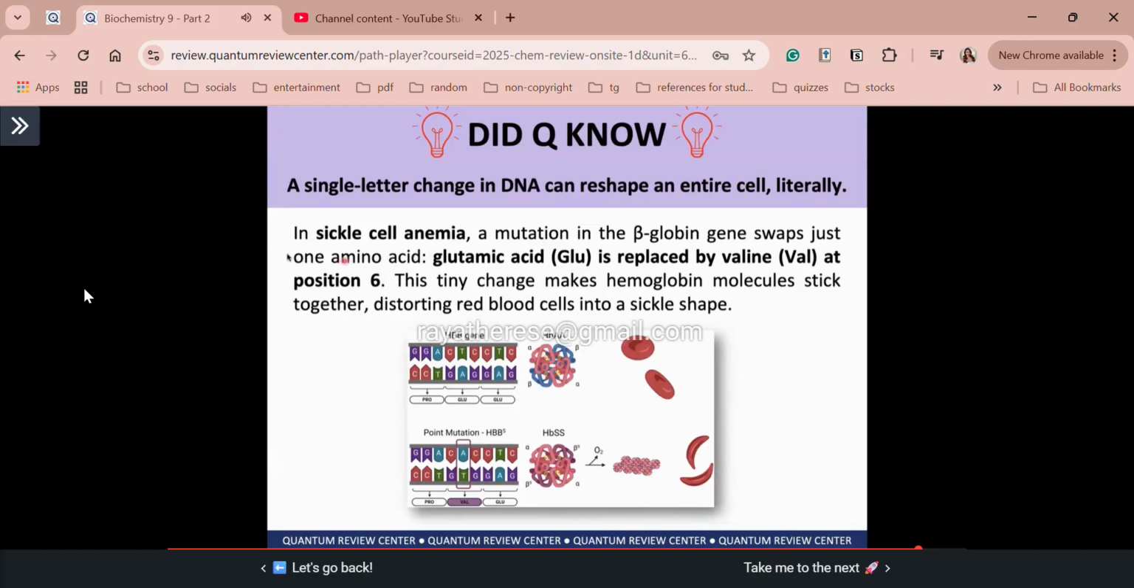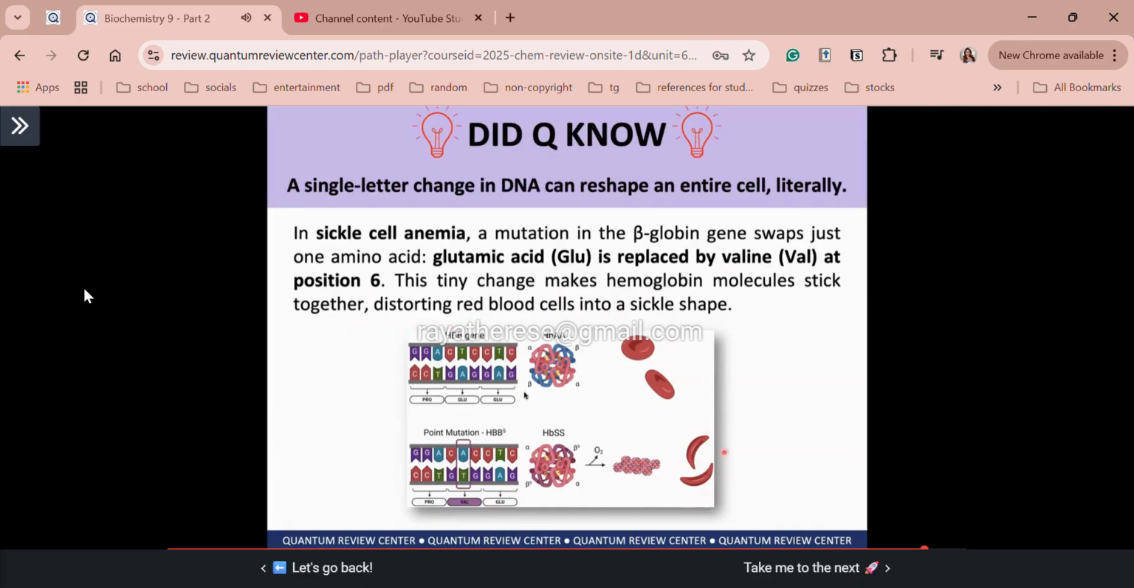A mutation in the beta globin gene swaps just one amino acid. Single point mutation lang siya, class. And here, our result: glutamic acid, diba? This is a hydrophilic acidic amino acid, and it is replaced by valine, a hydrophobic amino acid, at position 6. Sir, ano pong result? Of course, this tiny change in the amino acid sequence makes hemoglobin clump or stick together, and thus distorts the red blood cells into their sickle shape.